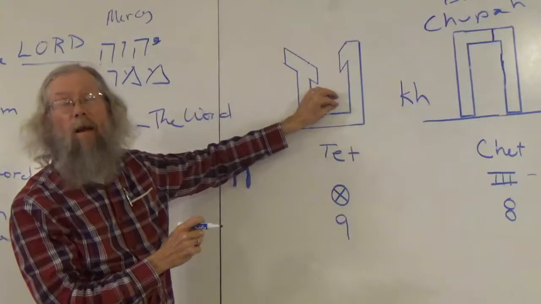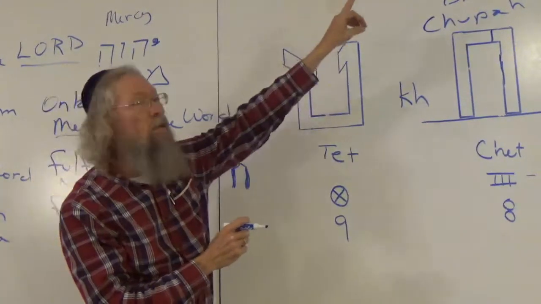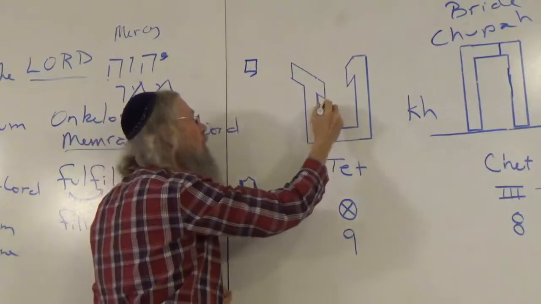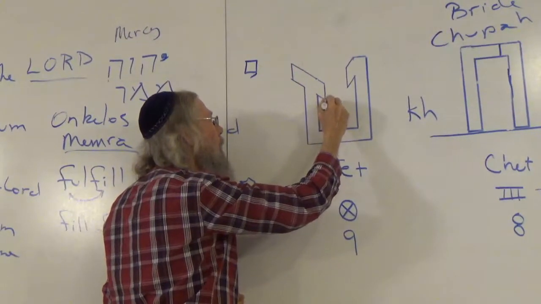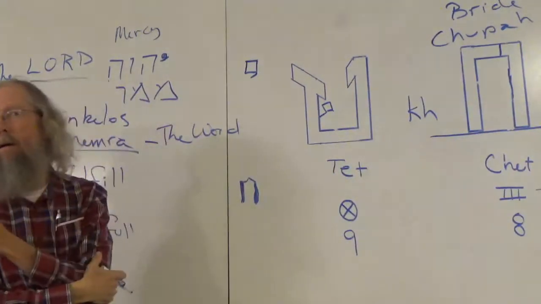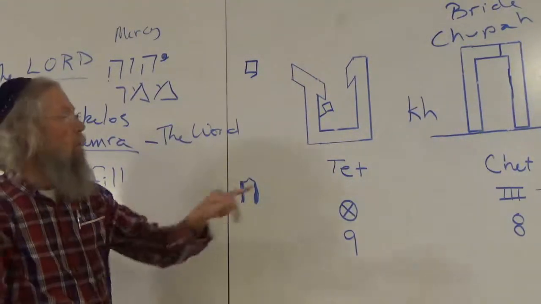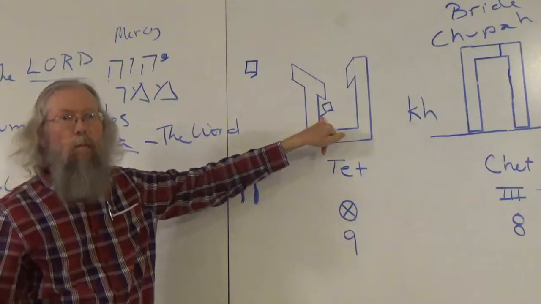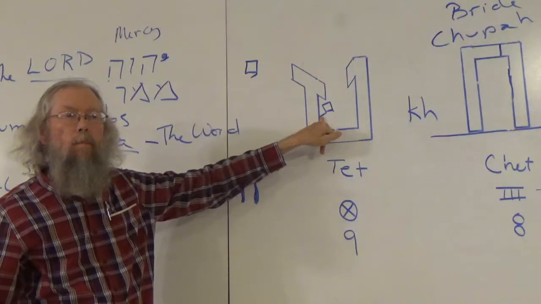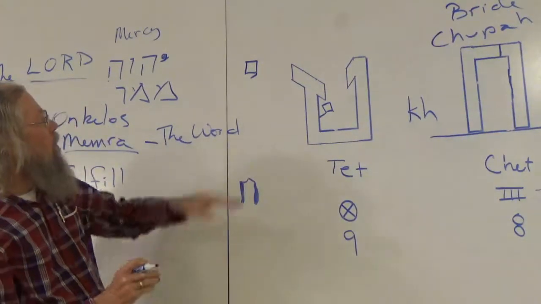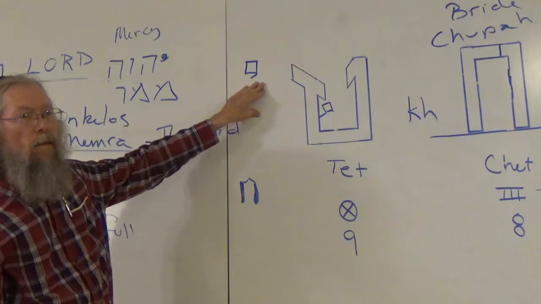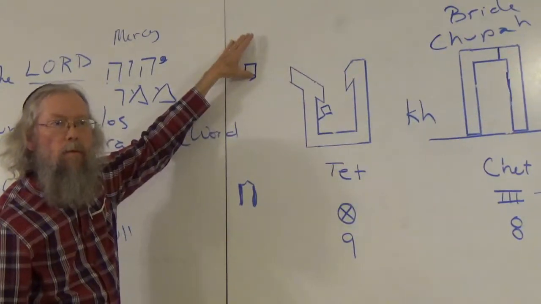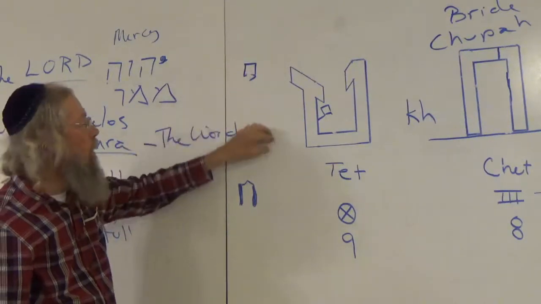By the way, what's the next letter after tet? We're getting a little bit ahead of ourselves, but what's next? Yud. What does Yud look like? What if I did this? If this is the womb, now you have what? The embryo. The Yud is the only letter that is suspended above. It does not touch down here, it's up here.